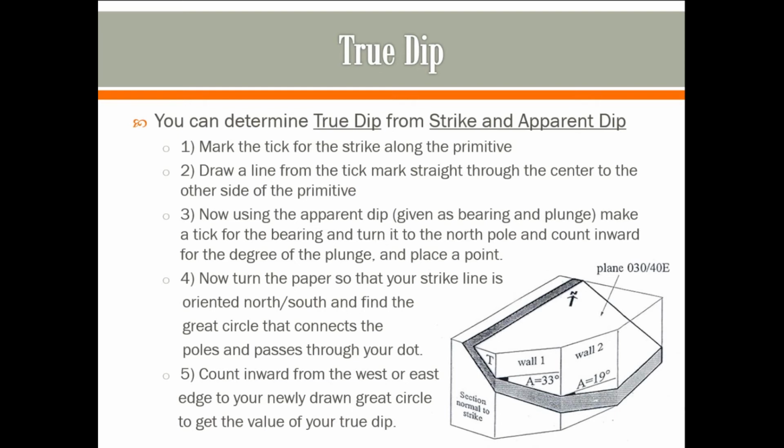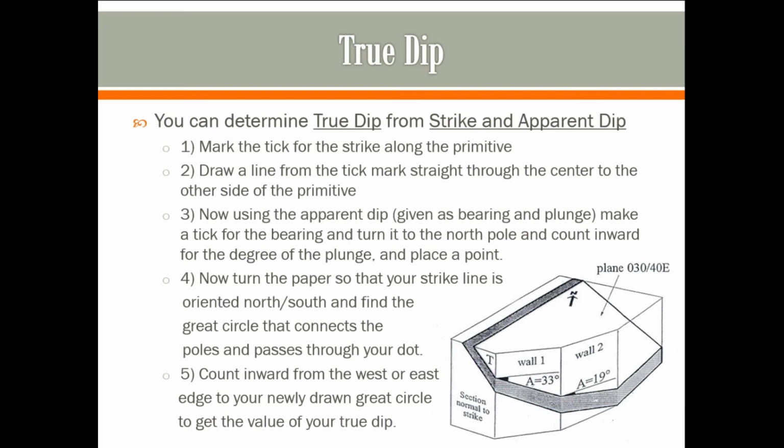And then using the apparent dip, treating it, you've got a bearing and plunge for that. Like if we're looking at wall 2, we would say, the bearing looks like it's about north 60 degrees east. That's the bearing of that wall. And the apparent dip is 19, so that's our plunge. We can get the mark for our bearing and plunge and put a point there. Don't connect it like we did before, because we don't care about the actual bearing and plunge. It's just our apparent dip to get where we want.